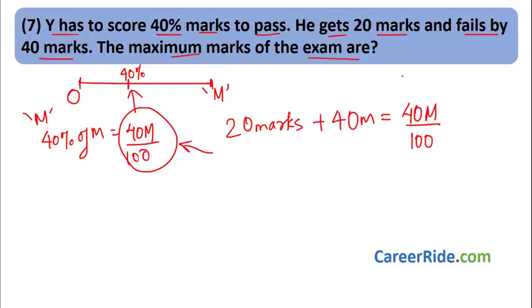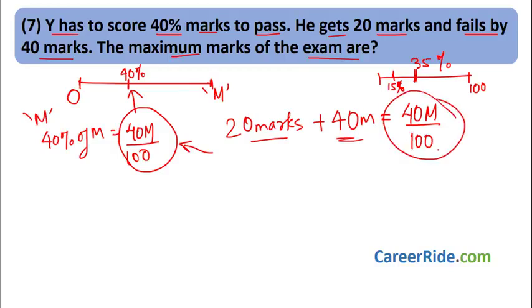See, if a person, say maximum marks is 100 and 35% is passing, let us assume, and if a person gets 15 marks and fails by 20 marks, what does that mean? The person has 15 marks and he got 20 marks less than the passing marks. Same way over here, Y gets 20 marks and fails by 40 marks. That means Y gets 40 marks less than the passing marks.